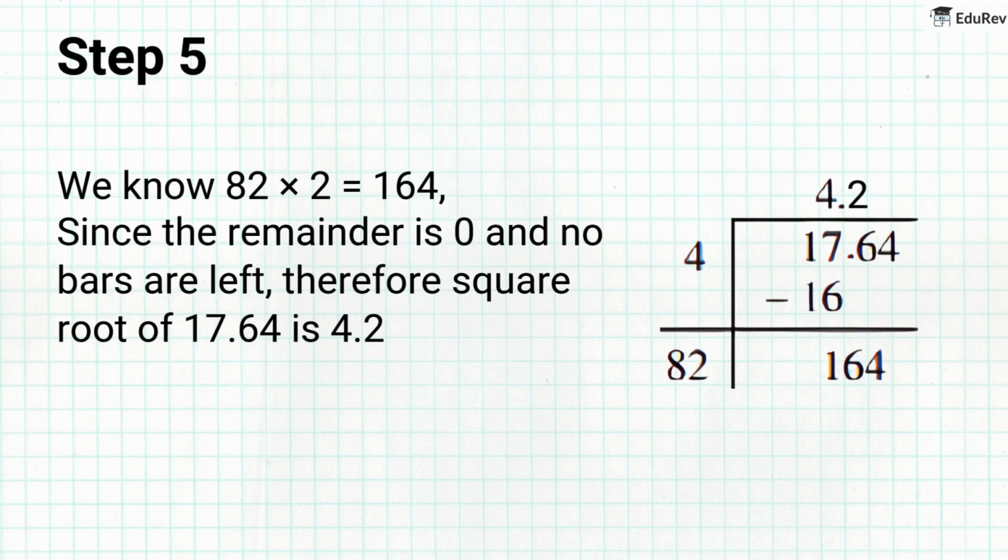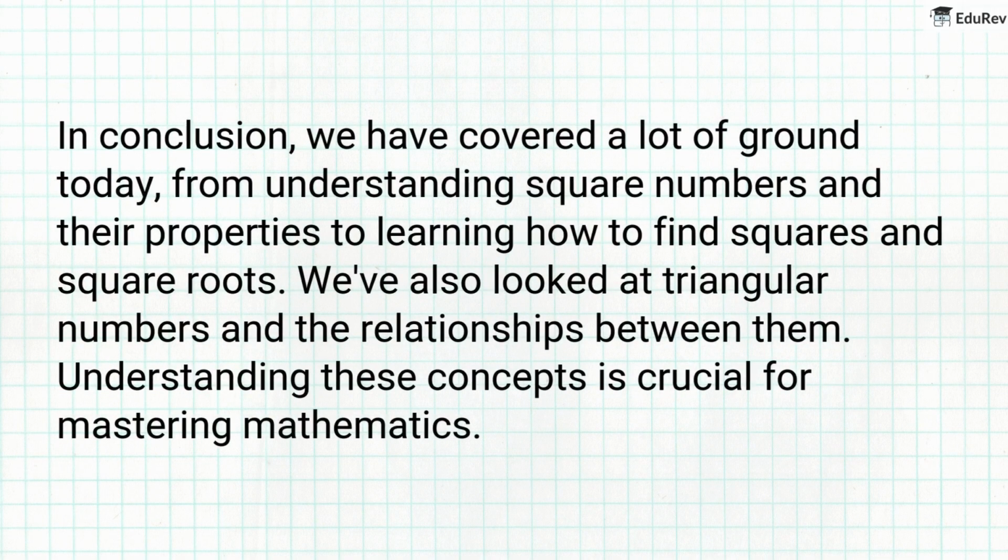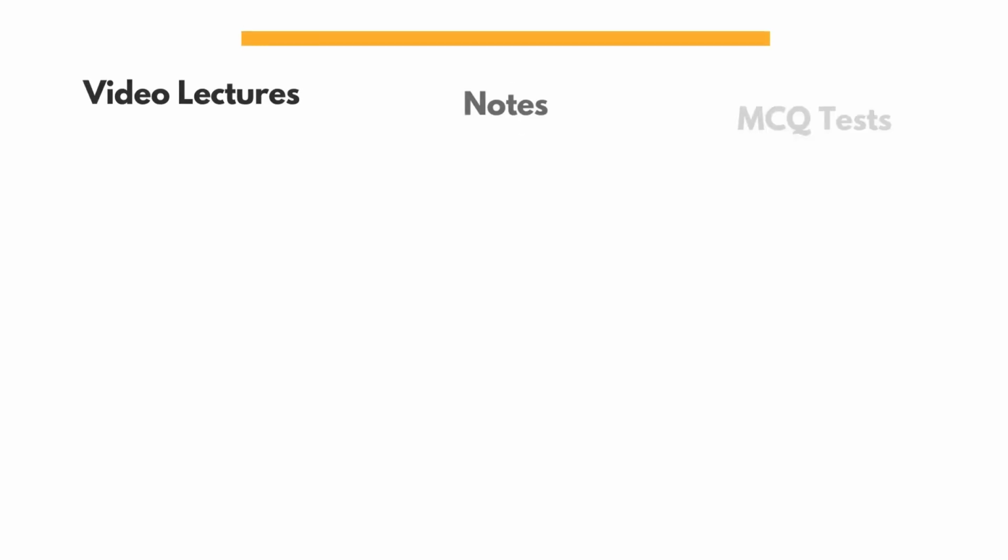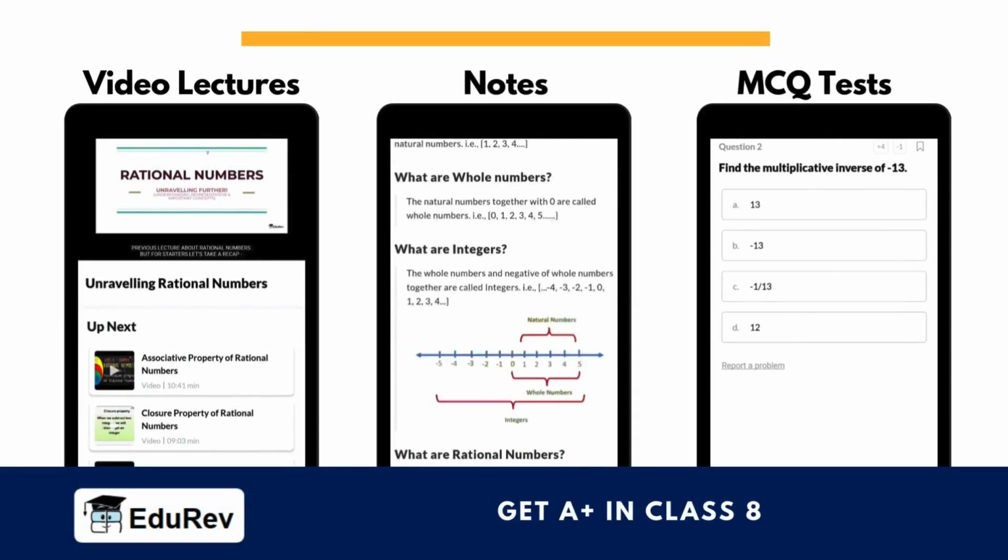In conclusion, we have covered a lot of ground today, from understanding square numbers and their properties to learning how to find squares and square roots. We've also looked at triangular numbers and the relationships between them. Understanding these concepts is crucial for mastering mathematics. We hope that you have understood the topic.